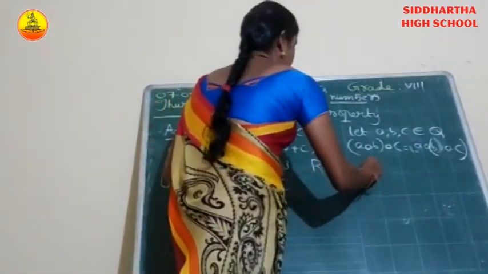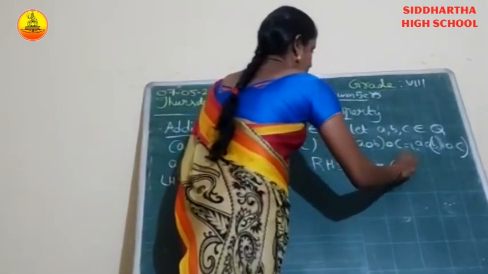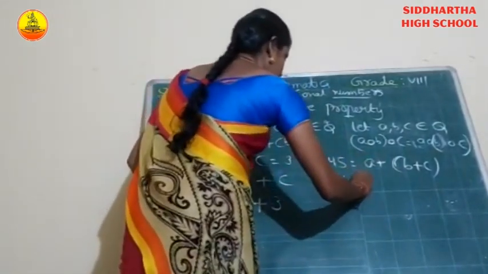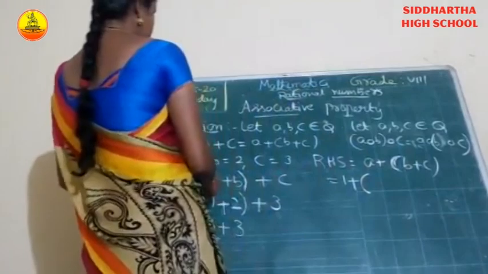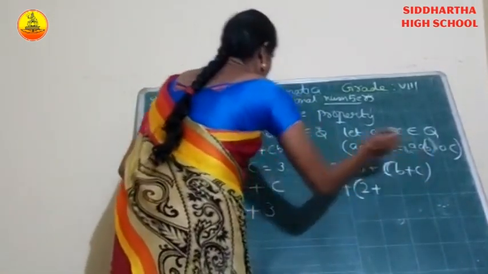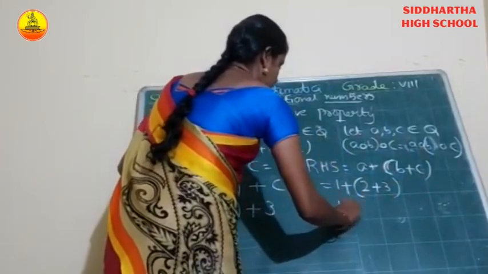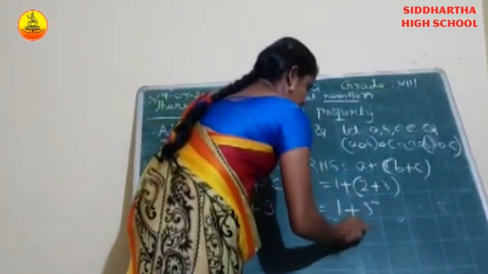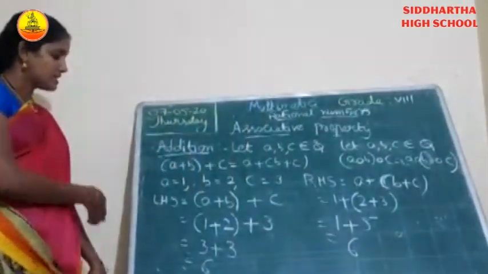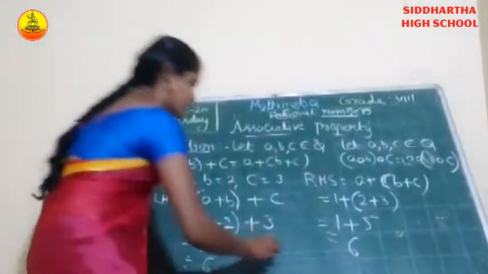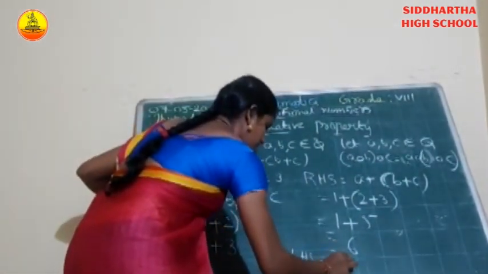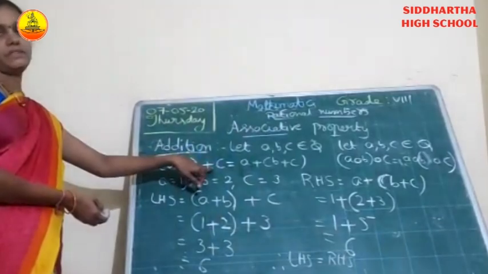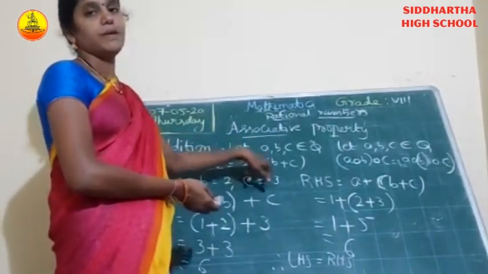Next we will take RHS. What is RHS? A plus (B plus C). What is the value of A here? 1 plus open bracket. What is the value of B here? 2 plus, what is the value of C here? 3, close bracket. 1 plus, first you have to solve the bracket. 2 plus 3 how much? 5. 1 plus 5 how much? 6. So what do you understand here? LHS and RHS are equal. Therefore LHS is equal to RHS. That means (A plus B) plus C is equal to A plus (B plus C).